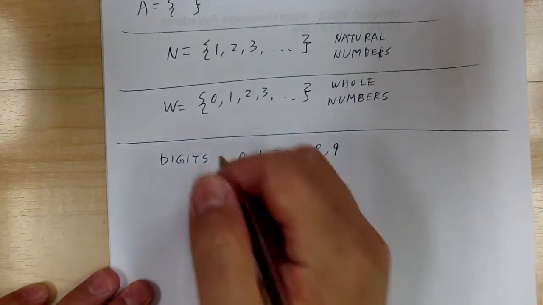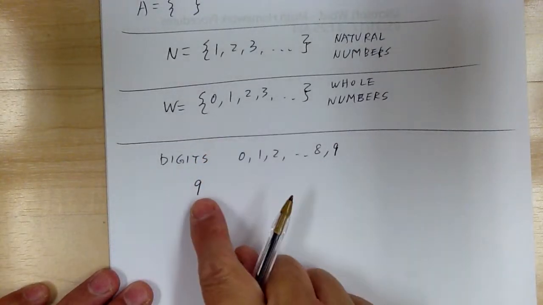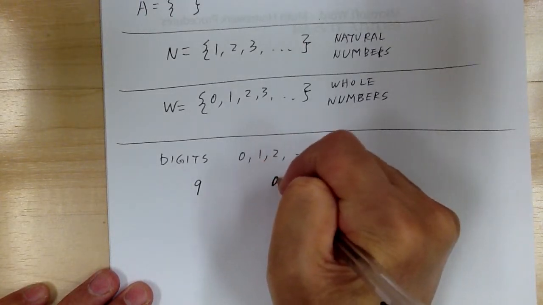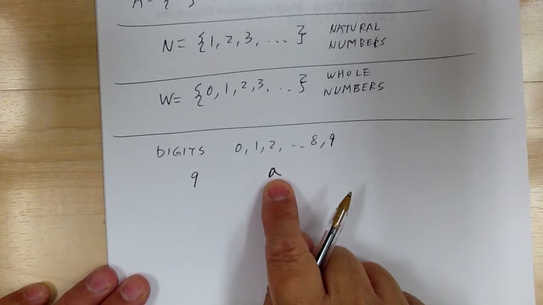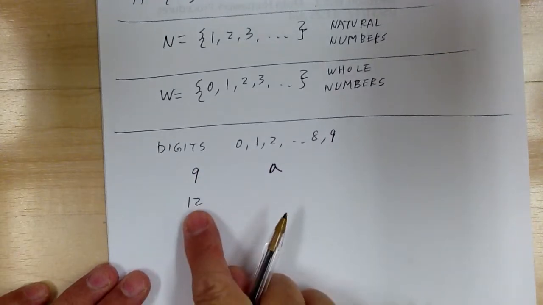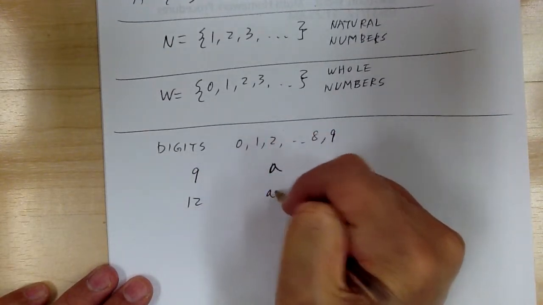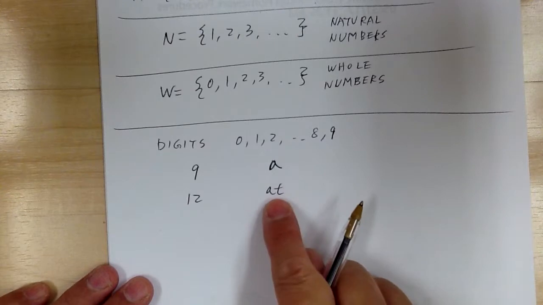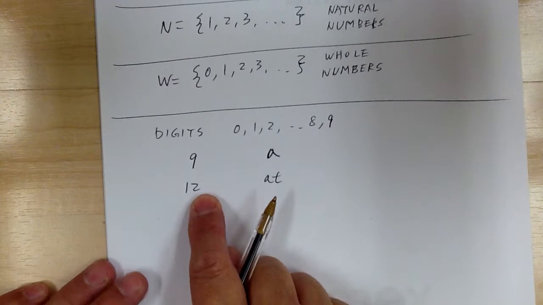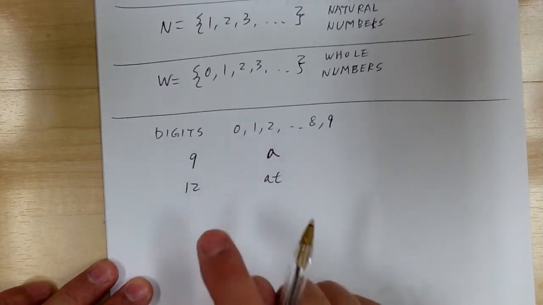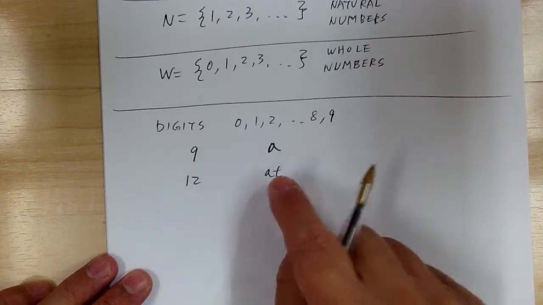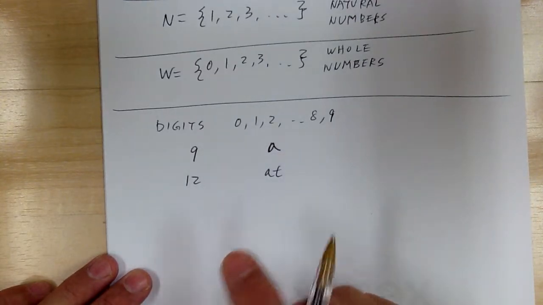For example, 9 can be a digit or can be a number, just like the letter A can be an alphabet letter or it can be a word, right? But when you have a 12, this is a number, just like when you have "at," this is a word. This is a word made out of 2 letters. This is a number made out of 2 digits. So again, digits are like alphabets, numbers are like words. Numbers are made out of digits, just like words are made out of alphabets.